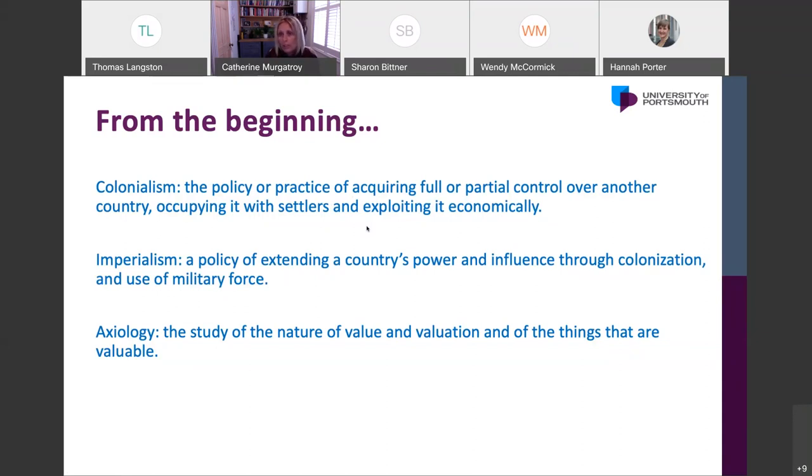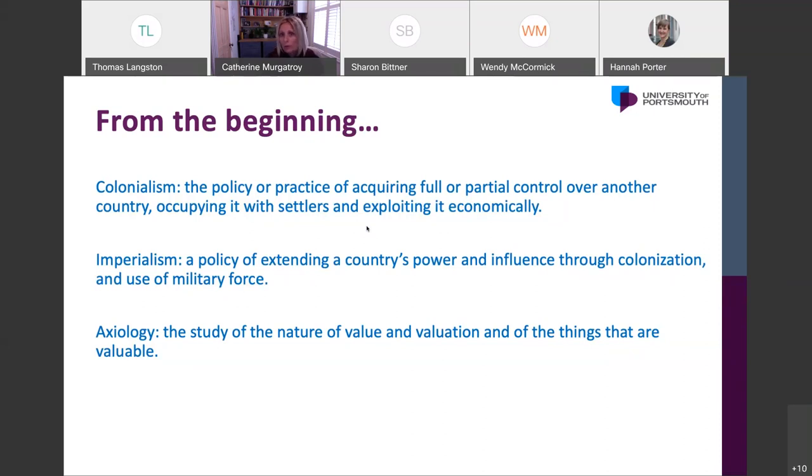And then importantly, axiology, which is the study of the nature of value and the valuation of things that are valuable. And that's very important, because what certainly British colonies and Western colonies did was colonize other nations and indigenous populations and claim for themselves and describe what they felt was of value.